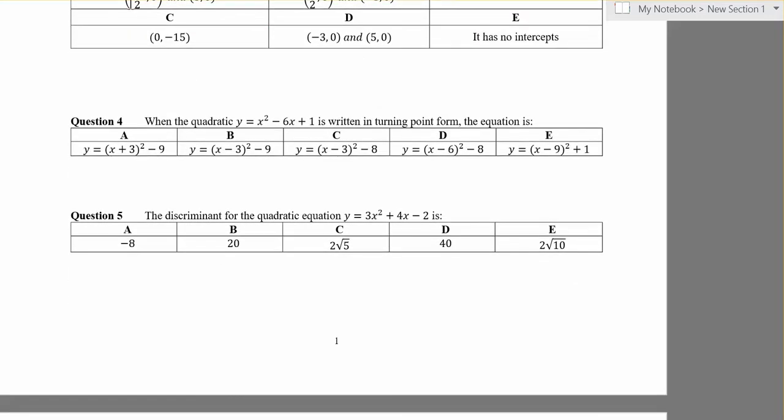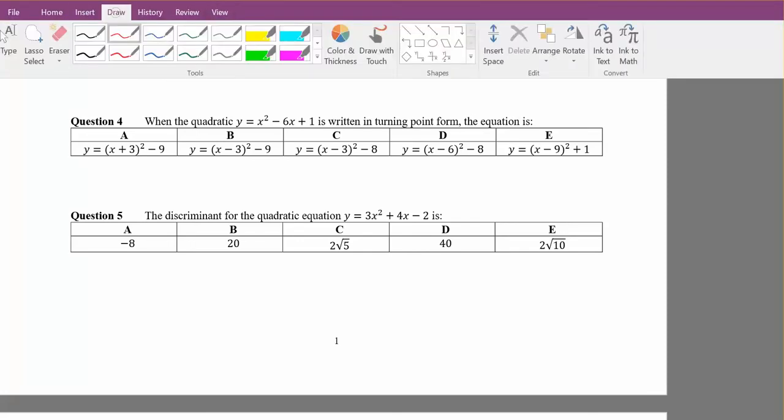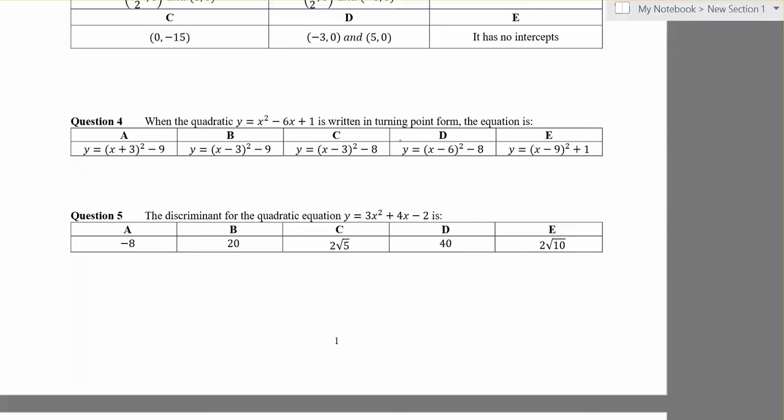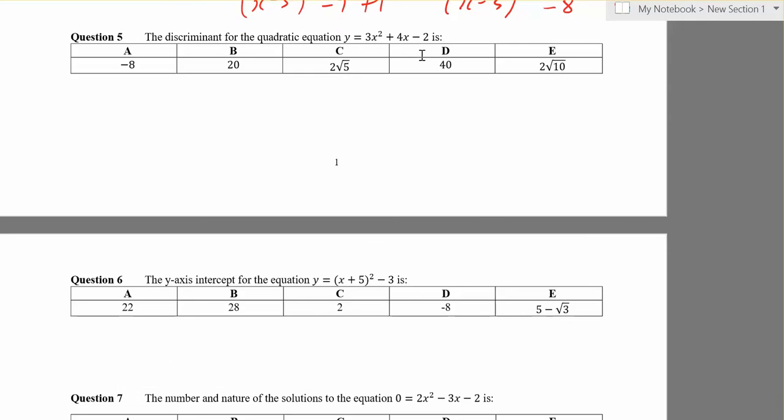Question 4, we want to write that in turning point form. So I've got to change that to completed square form. (x minus 3) squared minus 9 plus 1, so we get (x minus 3) squared minus 8, because when I add 1 to negative 9, I get negative 8. So answer C.